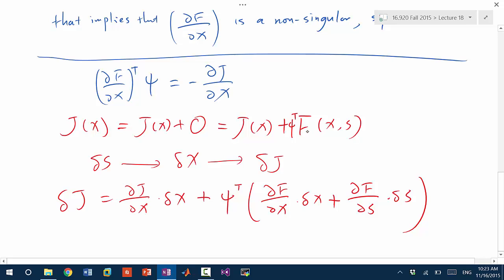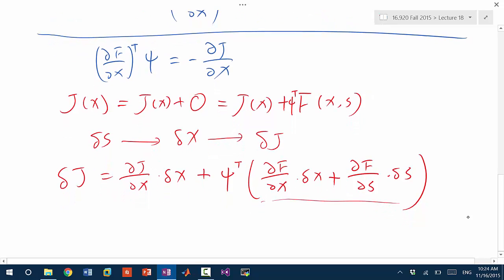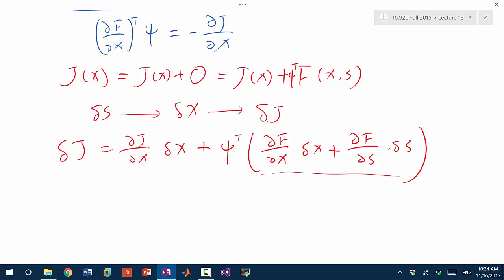In order for the f to be 0 before and after the change in delta s, I need this parenthesis to be equal to 0. Right? This is equal to 0 basically means delta f is equal to 0 after the change in delta s and corresponding change in delta x. Agreed? And remember, this equation is true still for any phi.